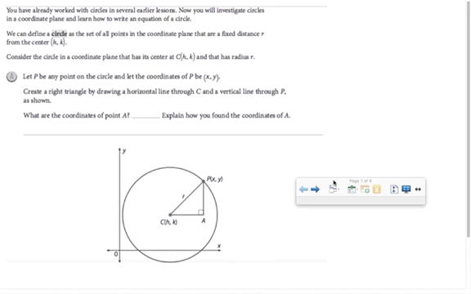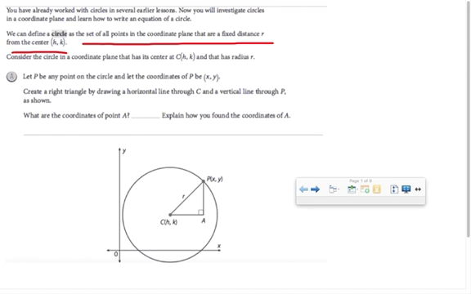In the coordinate plane, a circle is the set of all points that are a fixed distance, and we call that distance r for radius, and they are all the same distance from the center, and we call that center h, k. So in this diagram, we have a circle whose center is h, k, and the point P is any point x, y on the circle that is r units away from h, k.